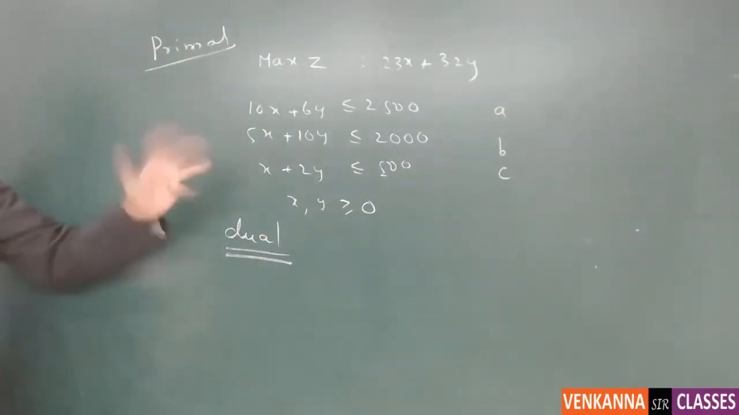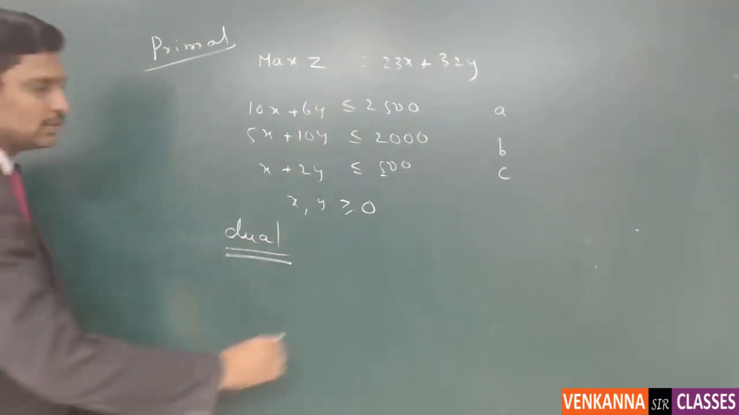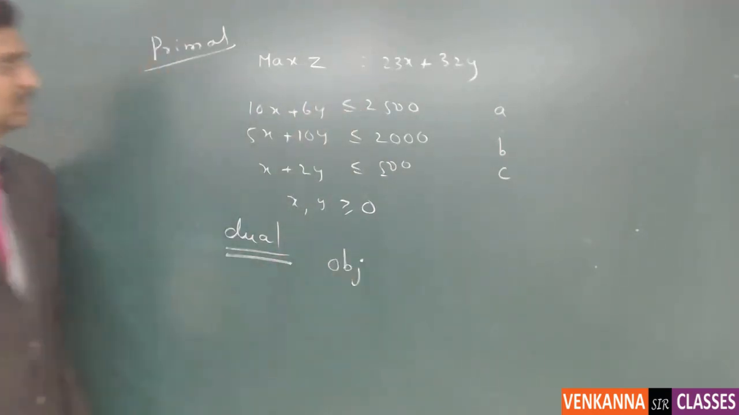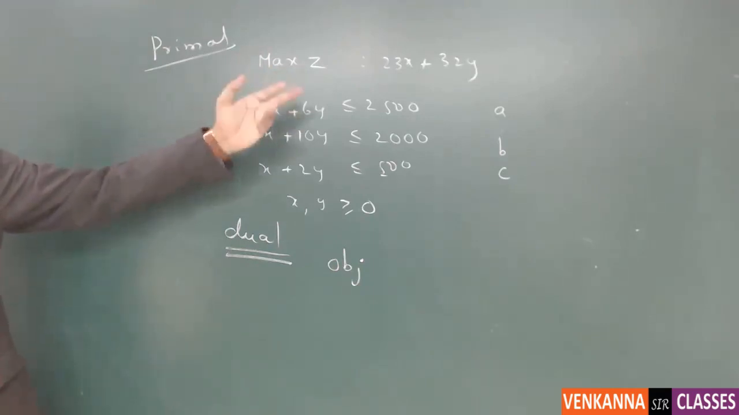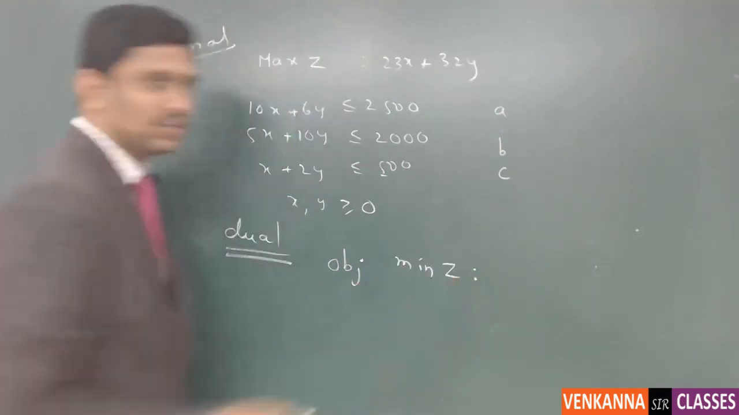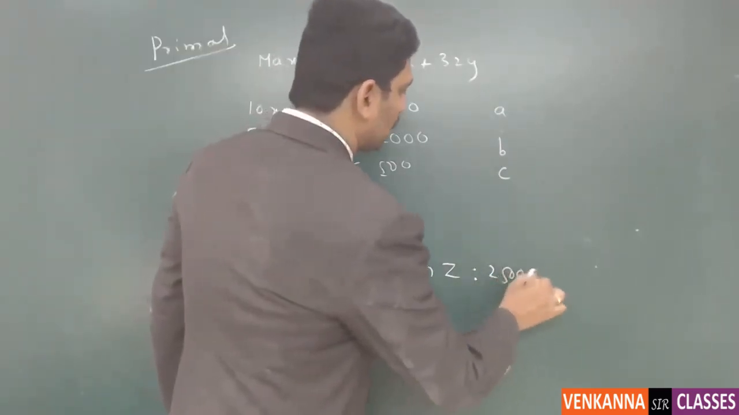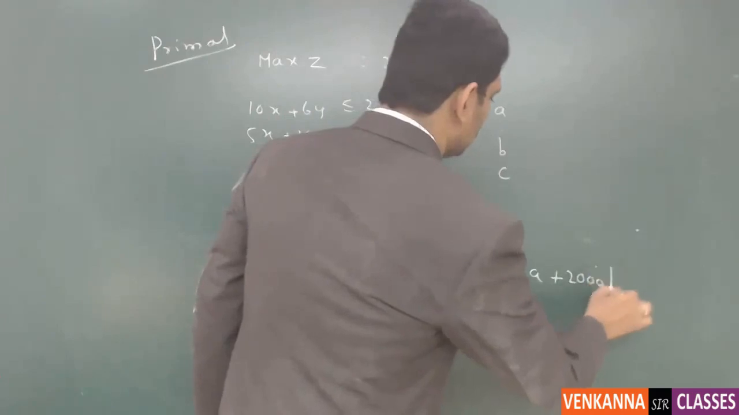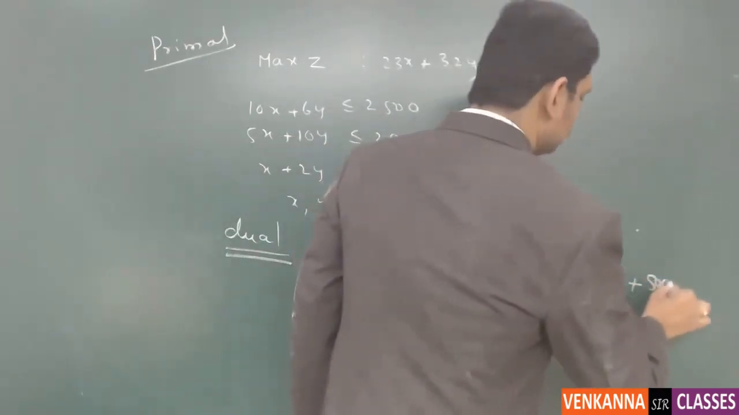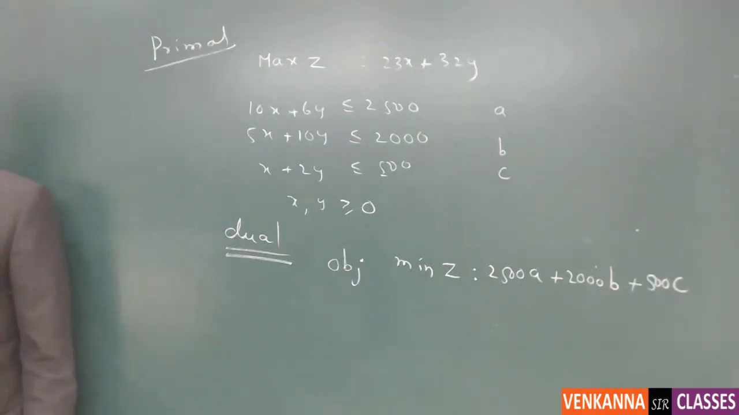Now what happens while constructing the dual: the right side coefficients will appear in the objective function. Since it is maximization, we take the opposite, so it becomes minimization. So minimum Z is the objective function, and these things will come in the objective function part: 2500A plus 2000B plus 500C. Clear? That is how the objective function is written.